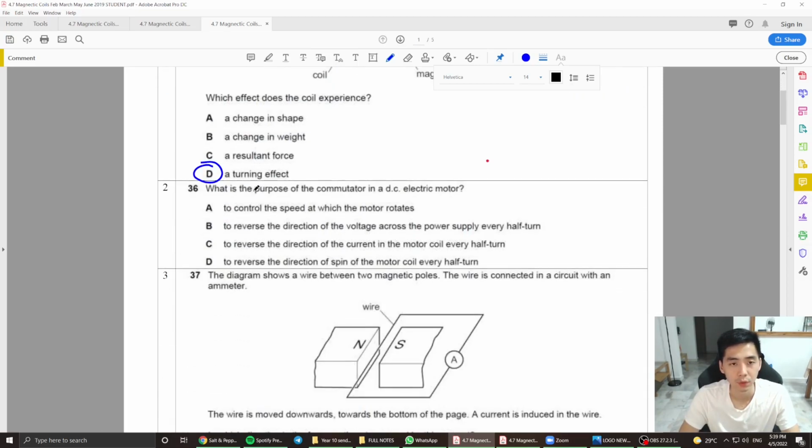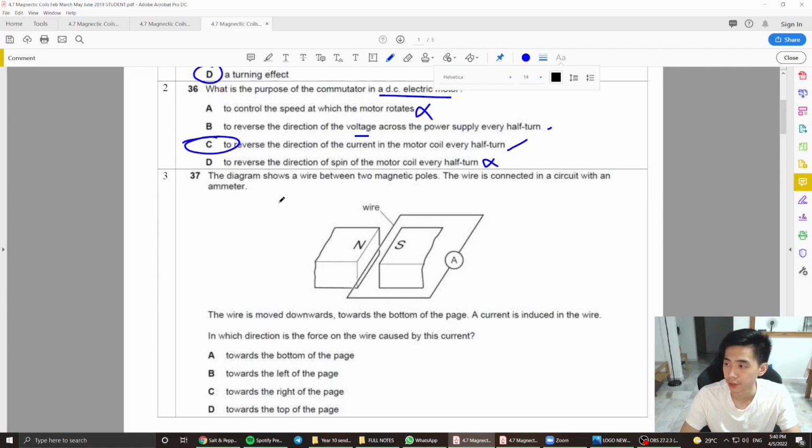Then after that, second question here, what is the purpose of a commutator in a DC motor? Like I've mentioned, split ring commutators reverse the direction of current every 180 degrees so that the coil can rotate in 360 degrees, right? You just see which one is more closely worded that way. To control the speed at which the motor rotates is definitely not true. To reverse the direction of voltage across the power supply every half turn, this could be possible, but obviously current would be better. To reverse the direction of current in the coil every half turn, this sounds more logical. To reverse the direction of the spin, definitely not logical. So C is the only answer here, guys.